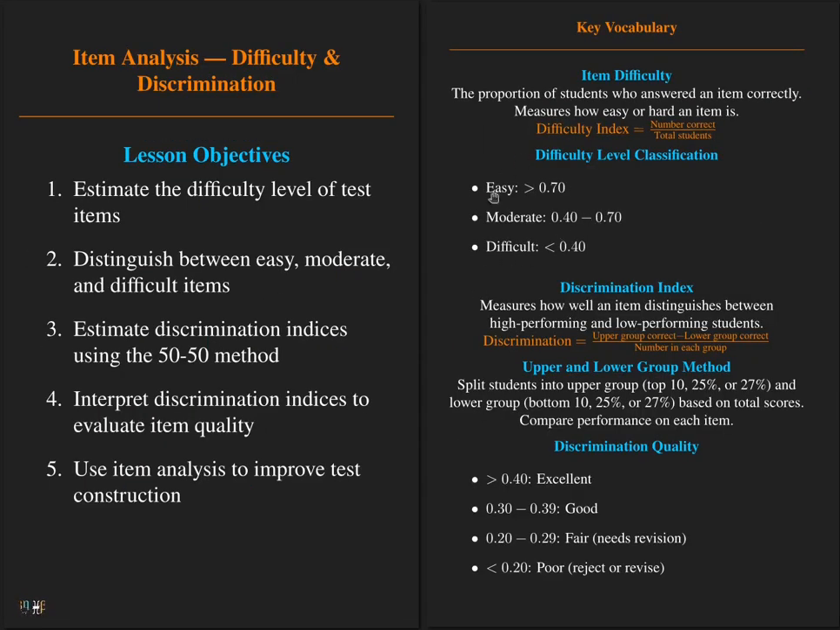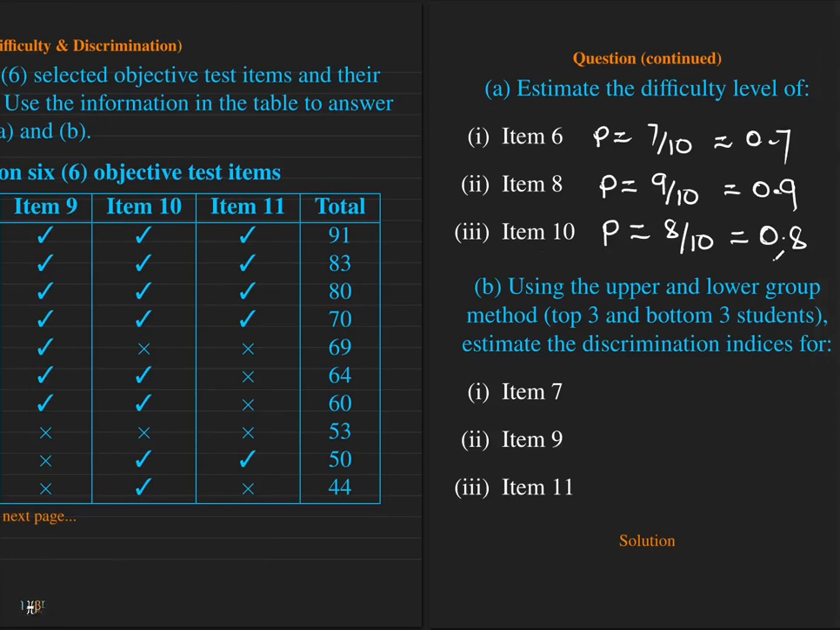Now, if you remember, we spoke about the classification. We said if whatever you have is greater than a 0.7, then it simply means it is not difficult at all. It is easy. If it is between 0.40 to 0.70, then it is moderate. And a value less than 0.4 simply means the test item is actually difficult. So if we come here, all these are 0.7 and above. So it means item 6, item 8, and item 10 are very, very easy. That is how come all the students or most of the students are getting it correct. So that is it for estimating the difficulty level.